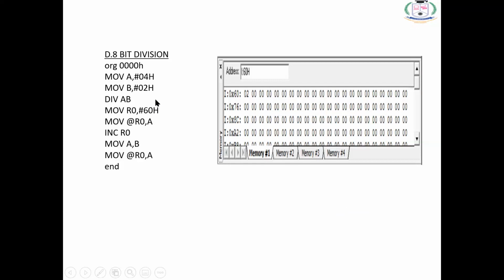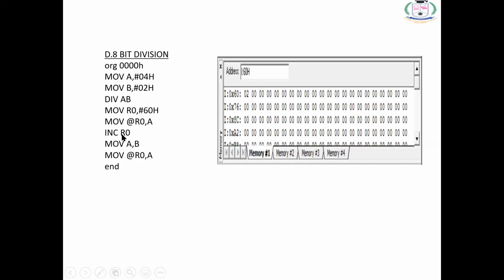Okay. Now the same program. Here, how they are asking the program now: perform 8-bit division. Assume that the R1 register is holding the address of 75. Move the particular data to the internal memory of 75. Move the quotient to 75 and move the remainder to the next memory location.